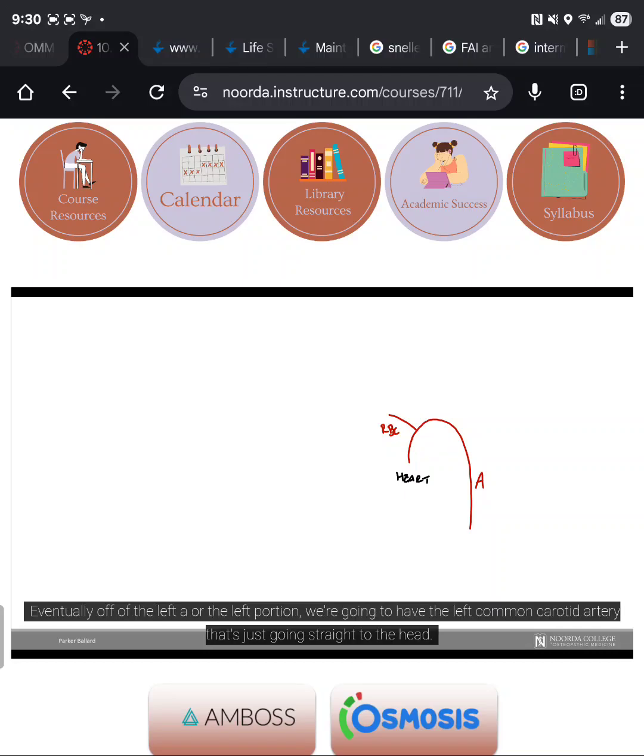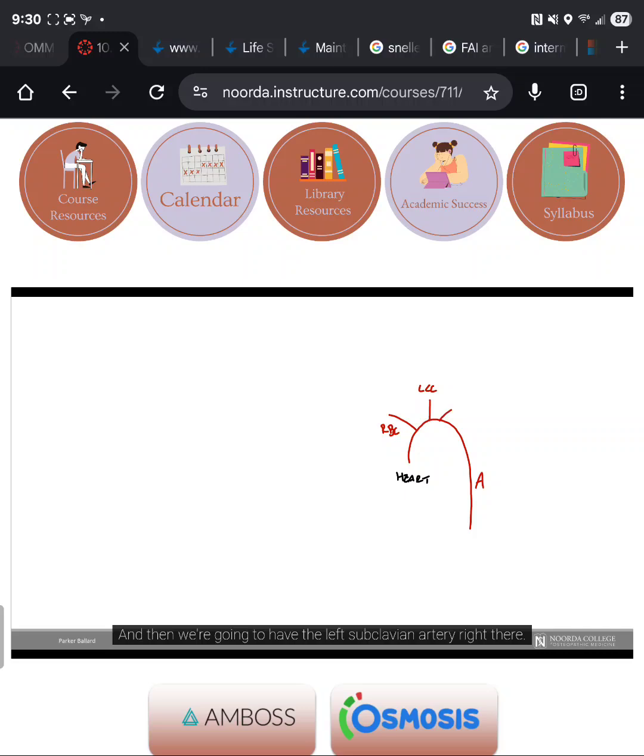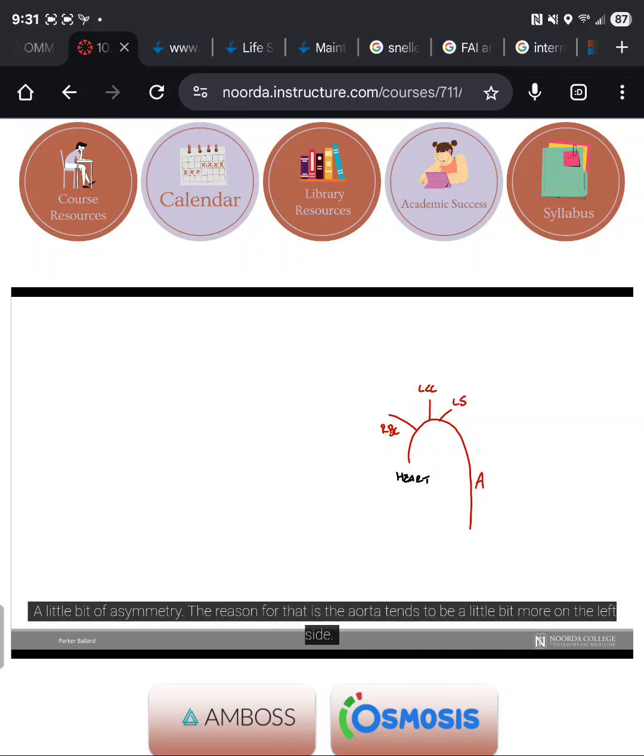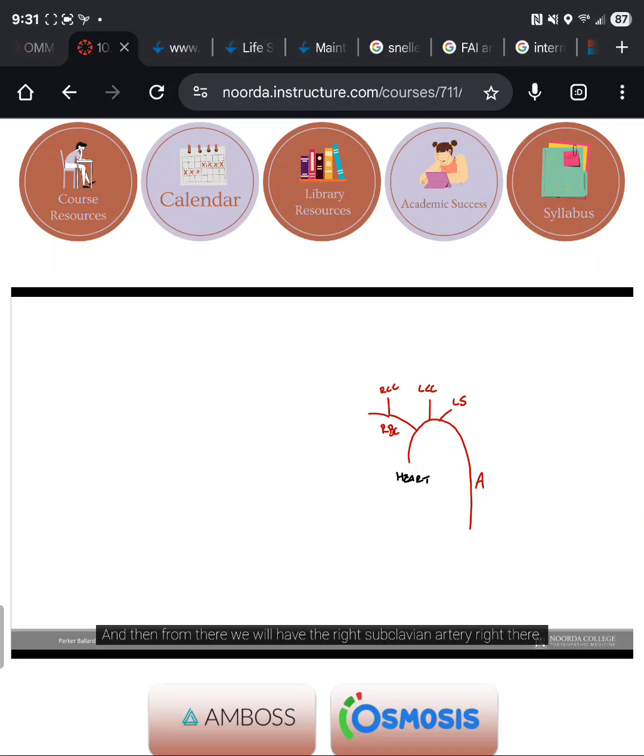Off of the left portion of the aorta, we're going to have the left common carotid artery that's just going straight to the head. And then we're going to have the left subclavian artery right there. A little bit of asymmetry. The reason for that is the aorta tends to be a little bit more on the left side. So these branches just come directly off the aorta. To get to the right side, we have to do the right brachiocephalic. And then from the right brachiocephalic, we will have the right common carotid artery that's going to the head. And then from there, we will have the right subclavian artery right there.